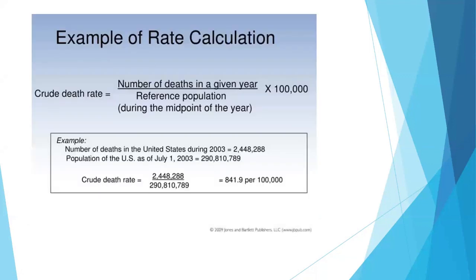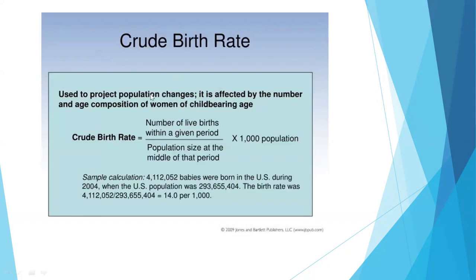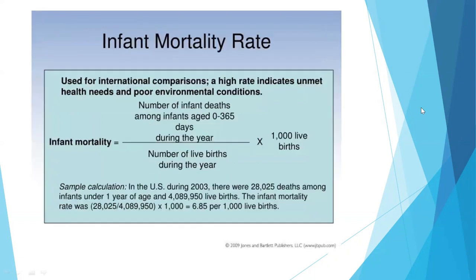This is a simple example of rate calculation. So for calculating the crude death rate, we need to have the number of deaths in a given year by reference population during the midpoint of the year and multiply it by 100,000. Here is a basic example. So crude birth rate, also by the same method, number of live births within a given period by population size at the middle of that period into 1,000 population.